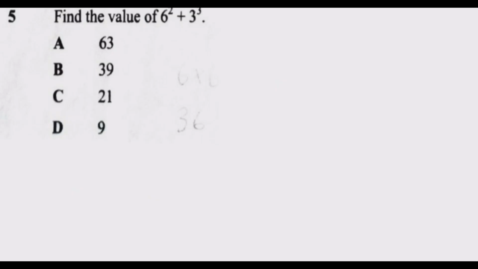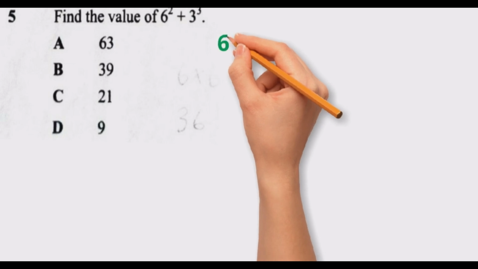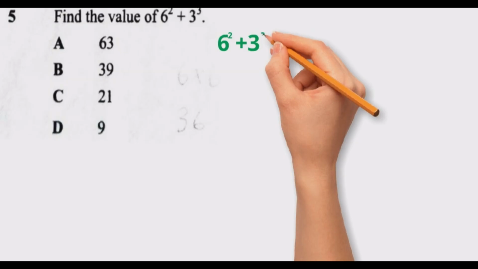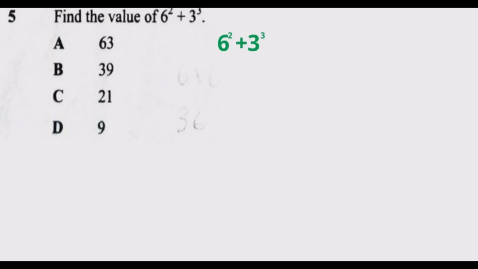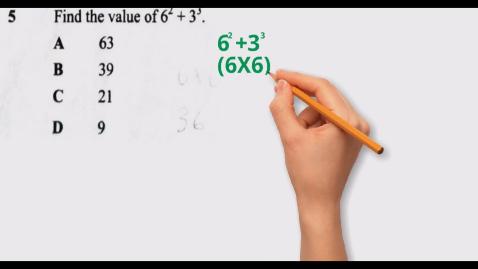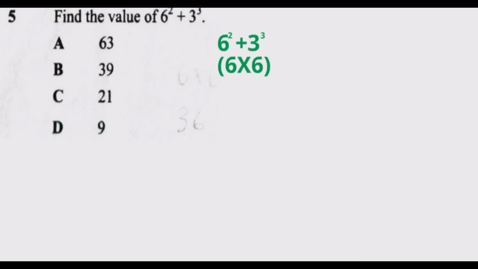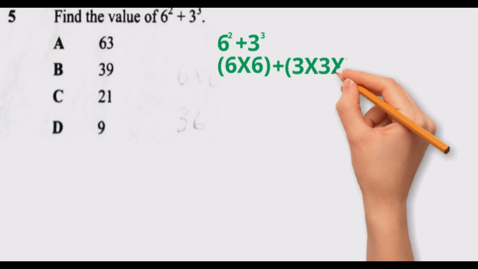Question 5 is, find the value of 6 to the power of 2 plus 3 to the power of 3. So I'm going to copy the expression, which is 6 to the power of 2 plus 3 to the power of 3. Let's say 6 to the power of 2 is the same as 6 multiplied by 6. So we're going to say 6 multiplied by 6 plus 3 cubed. We are going to say it's the same as 3 multiplying itself 3 times. So we're going to say 3 multiplied by 3 multiplied by 3.